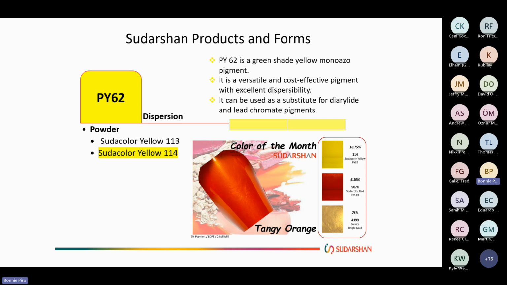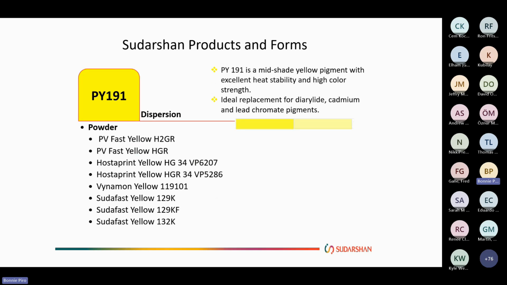So this tangy orange color is a simple formulation of the yellow 62 along with a red 53 and a gold pigment. Pigment Yellow 191 is more of a mid-shade yellow, but it does bring with it that high heat stability, and is a very good replacement for diarylides when you do need that higher heat stability. A number of powder pigment options are available to fit your needs, and processing needs as well.